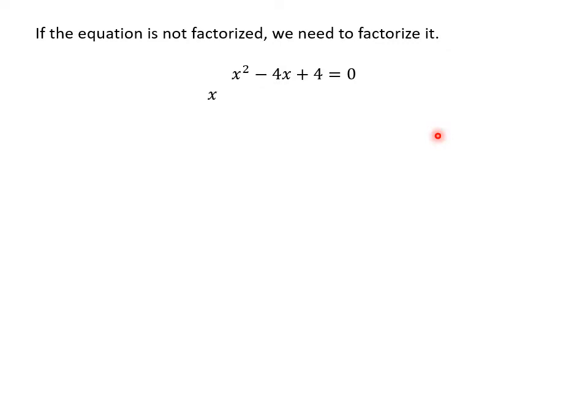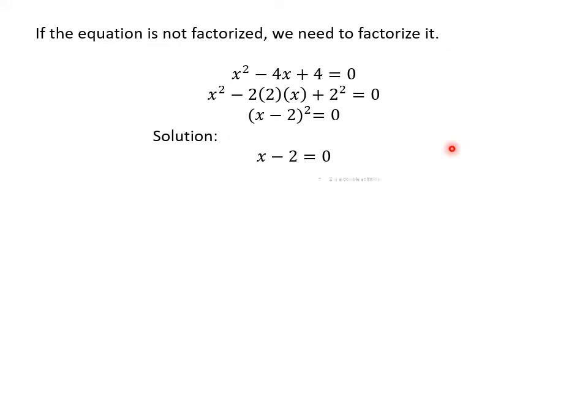We have equal 0, but we need to factorize the following equation. It is in the form of a squared minus 2ab plus b squared equals 0. Then (a minus b) all squared equals 0. Remember, whenever we have this power 2, we say that we have a double root. Do not forget that. So x minus 2 equals 0, x equals 2 is a double root.